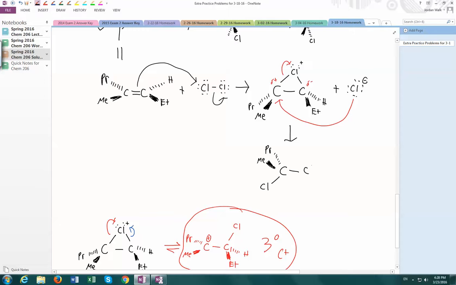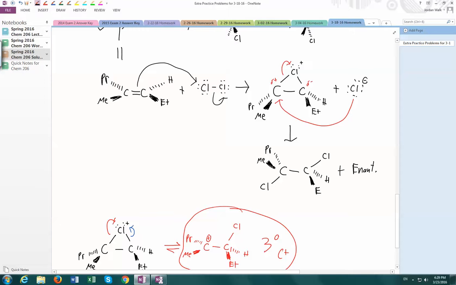So likewise, our chlorine has popped open in this direction. So we have hydrogen and ethyl there, like that. Okay, so of course, we don't just have this product, what else do we form? Yeah, we also have the enantiomer.